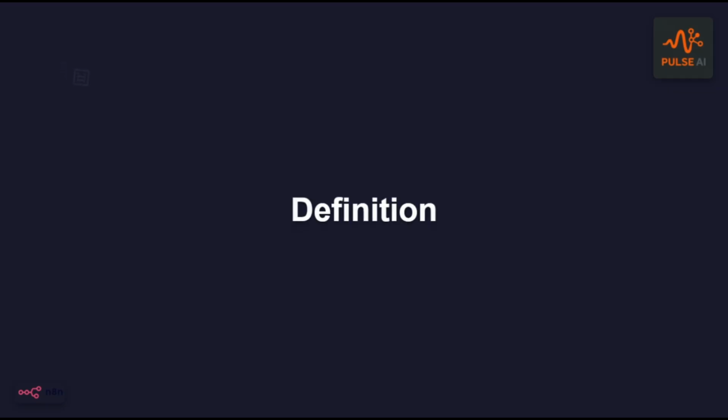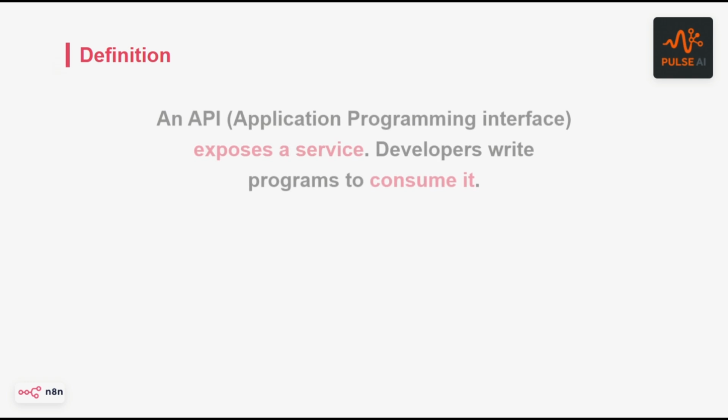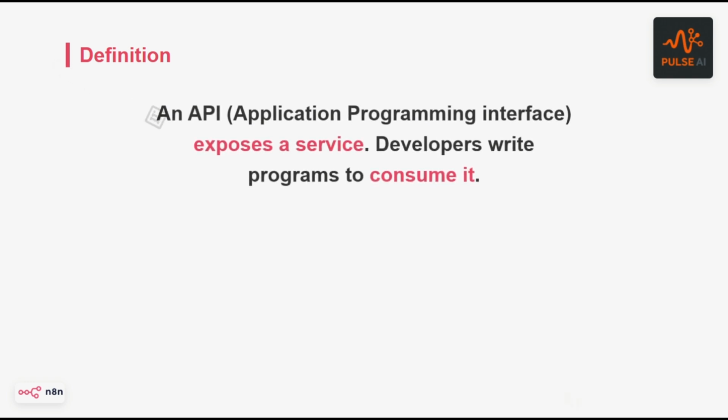A technical definition of an API: an API is an application programming interface. It exposes a service and developers write programs to consume it. So, if we go back and think of the actions or the apps in the past video, we might take the example of Google Sheets. Google Sheets has an API, and in the API we have different services. One of these services might be get all of the data in a specific sheet. And so the Google Sheets API exposes the service that allows you to read data in the sheet.